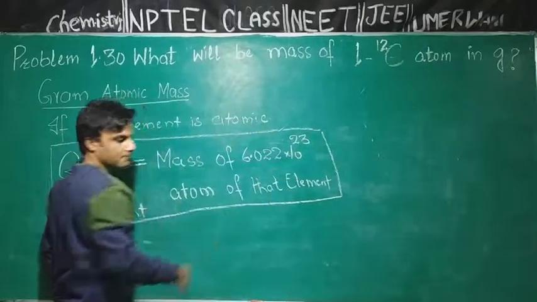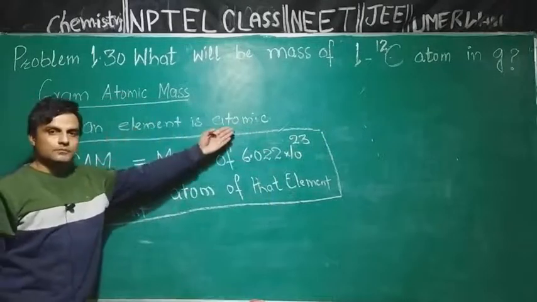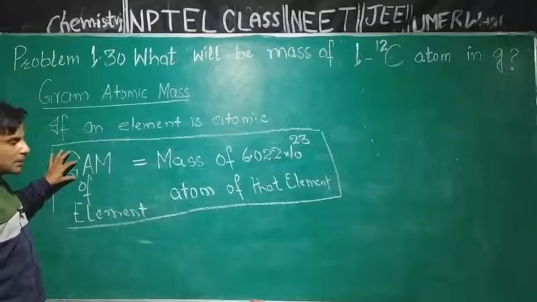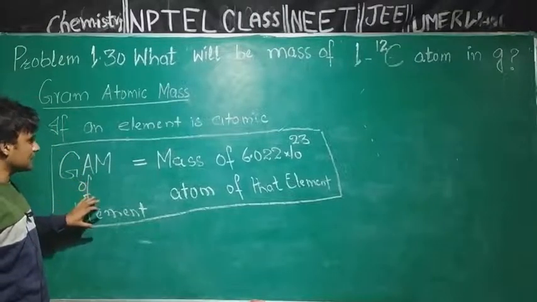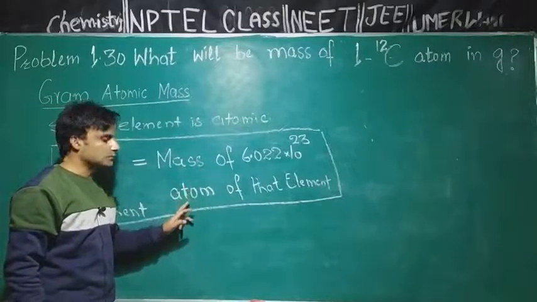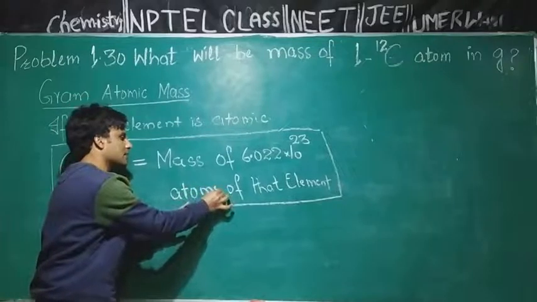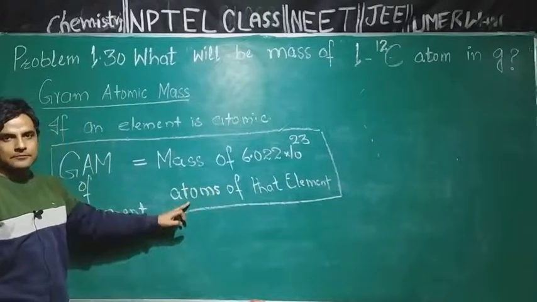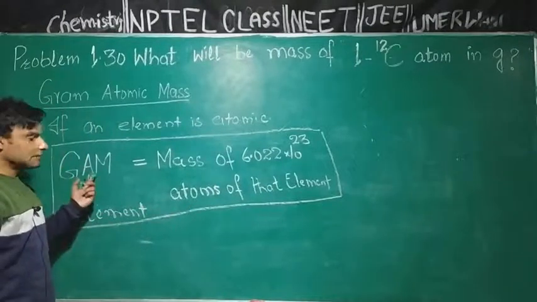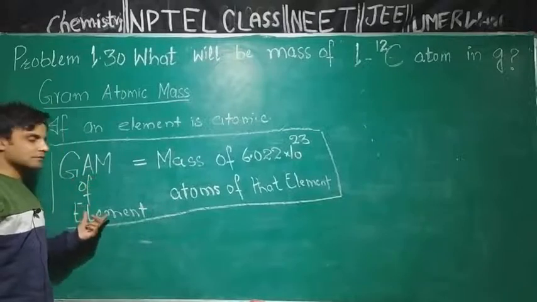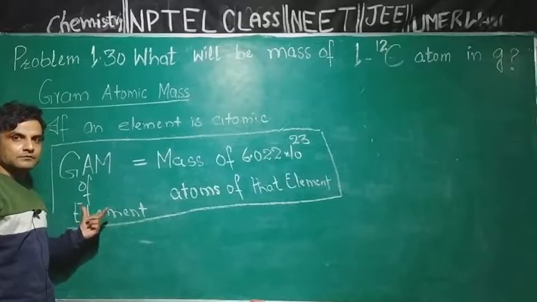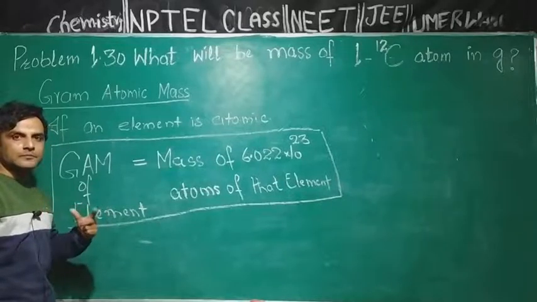If an element is atomic, the gram atomic mass of such an element is the mass of 6.022 into 10 raised to power 23 atoms of this element. Hence, the gram atomic mass of an element represents its molar mass, its mass of 1 mole.